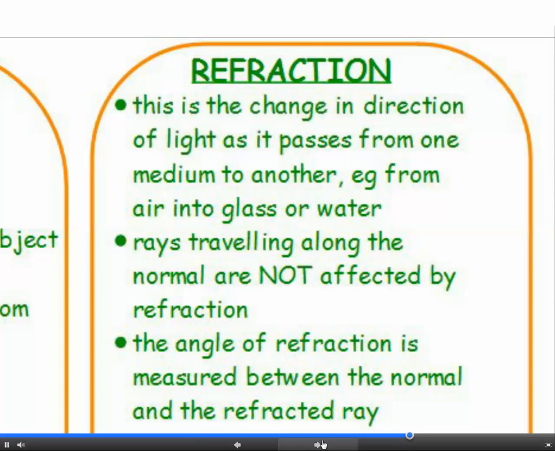So what's refraction? Now this is the change in direction of light as it passes from one medium into another. For example, as it passes from the air into glass or into water. Now if the rays are travelling along the normal, they're not affected by refraction. Now the angle of refraction is measured between the normal and the refracted ray.